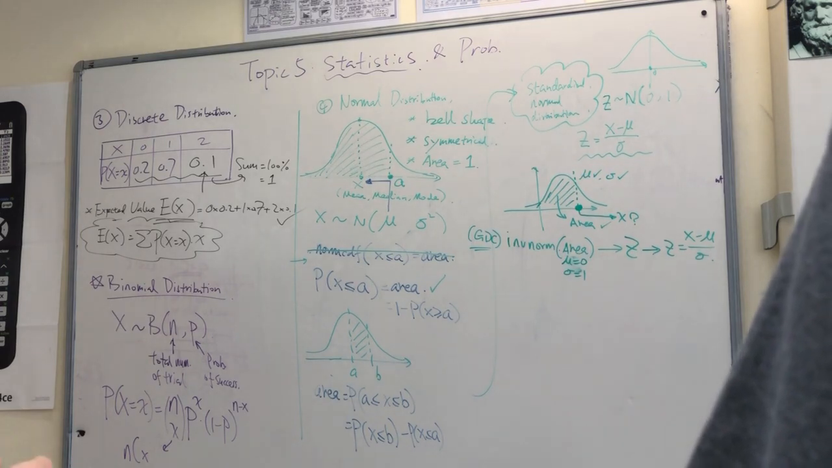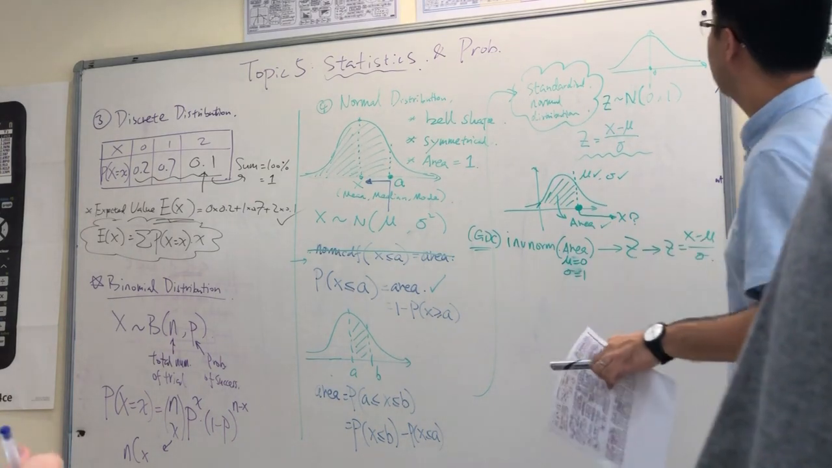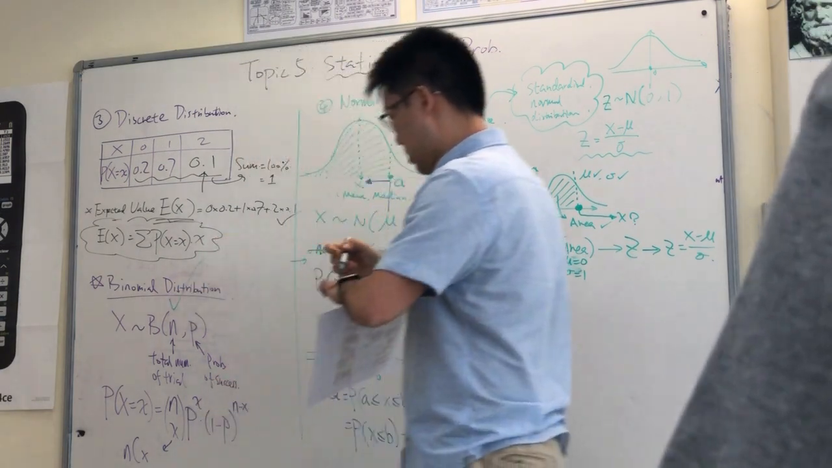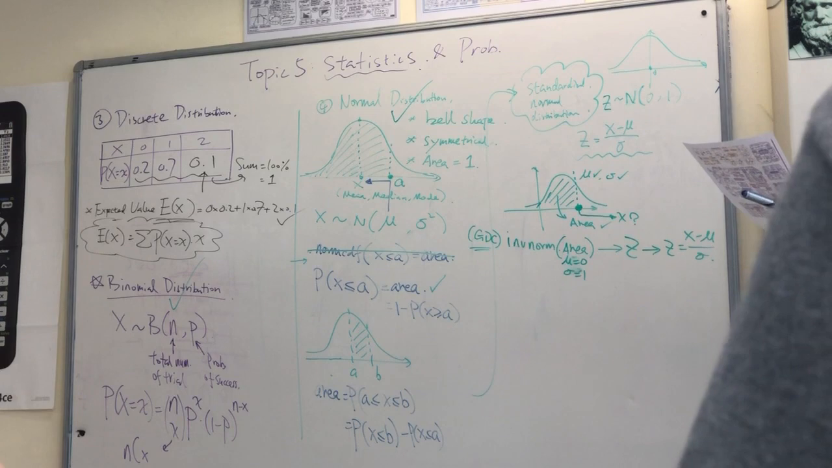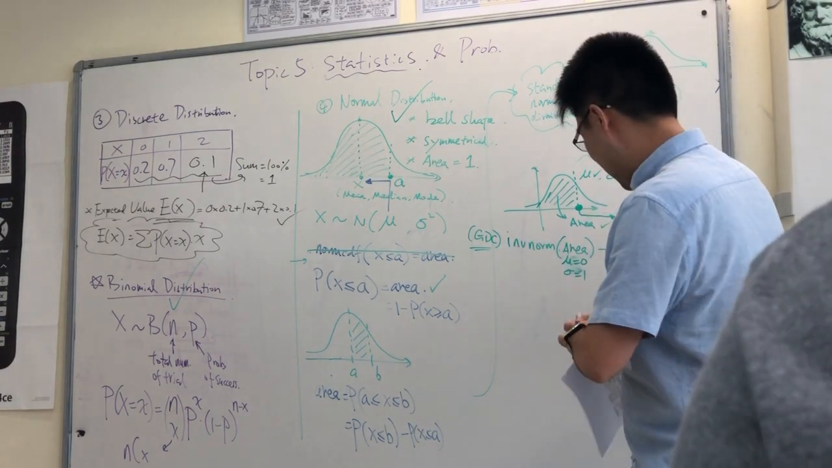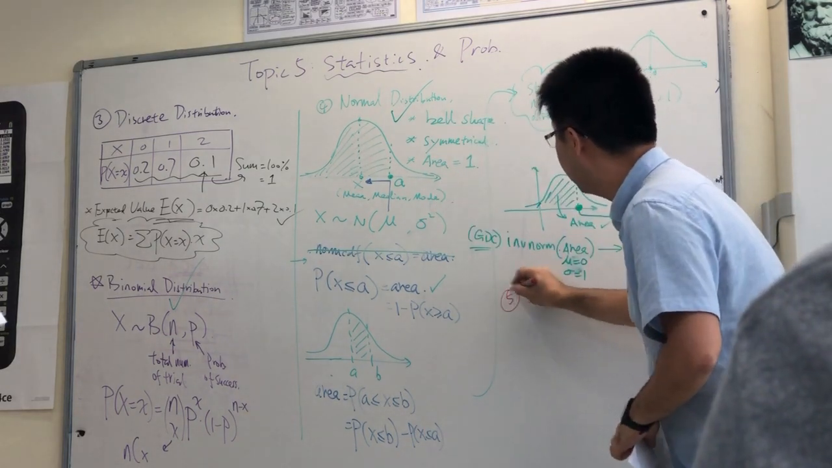All right, and then let's move on to other types of distribution. So far we've talked about two of them. We talked about the normal distribution, and we also talked about the binomial. What's the next one? Poisson distribution. And then number 5.